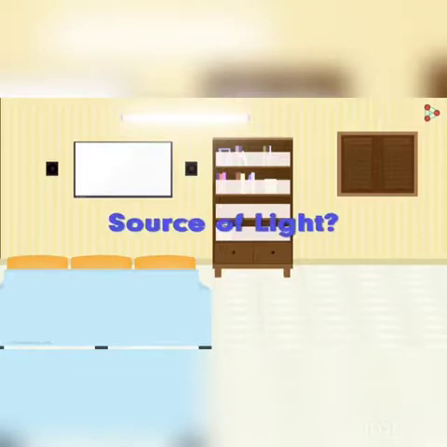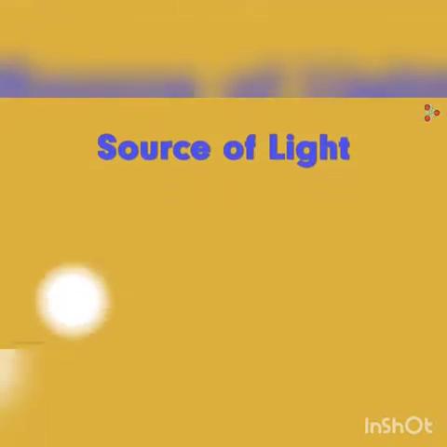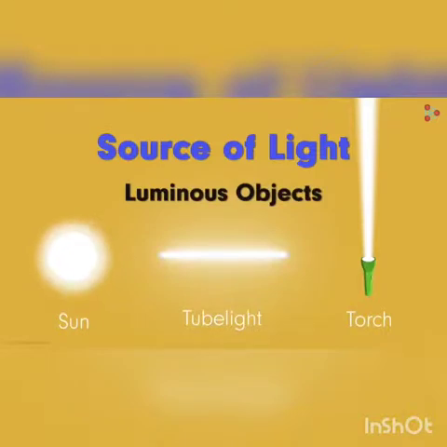Do you know what the source of light is called? Objects like the sun or the tube light or the torch are called luminous objects.